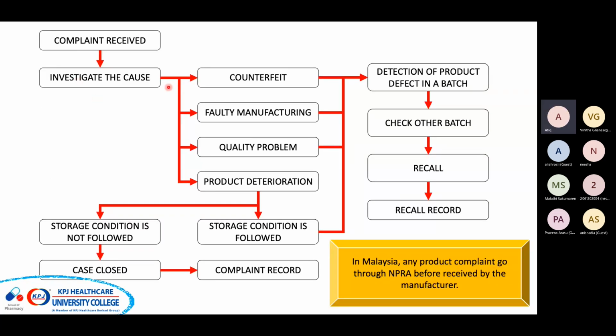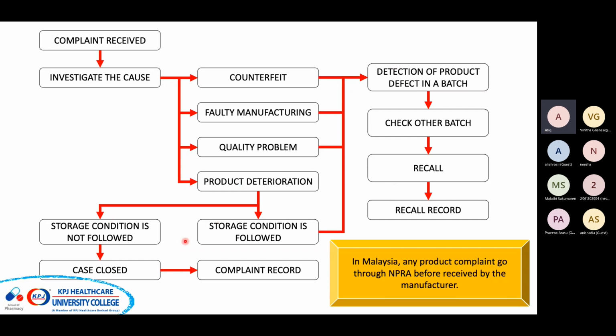So here is the flow chart for complaints and product recalls. It's actually the whole slide before, but compressed into this one slide. So complaint received, you investigate the cause. Is it from counterfeiting, faulty manufacturing, quality problem, or product deterioration? If you need to do a recall, then you go to the right side.